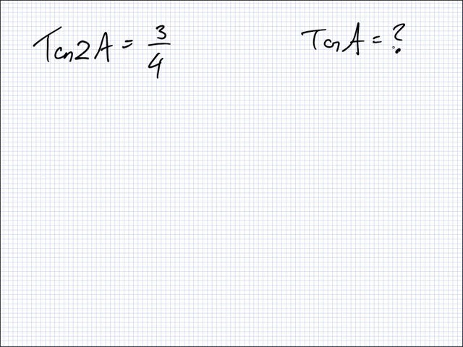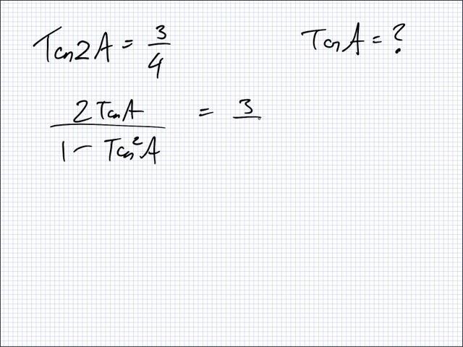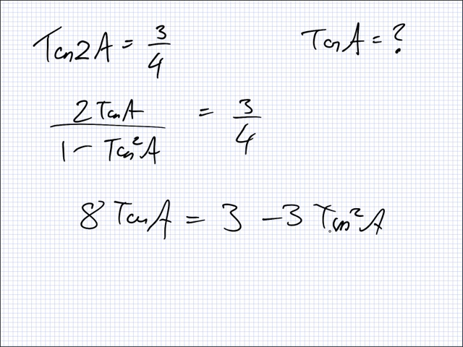This one is not so bad. We can use our formula for tan 2A, which is 2 tan A over 1 minus tan squared A. And that should equal 3 over 4. And you realise what's going to happen here, because you're trying to solve for tan A. That's nice, because you already have tan A on the left. So we cross multiply. We get 8 tan A equals 3 minus 3 tan squared A. Take everything to the left. 3 tan squared A plus 8 tan A minus 3 equals 0.